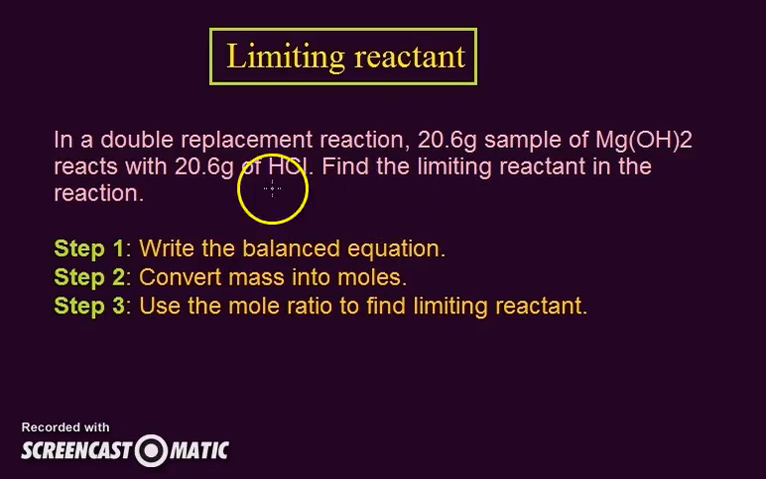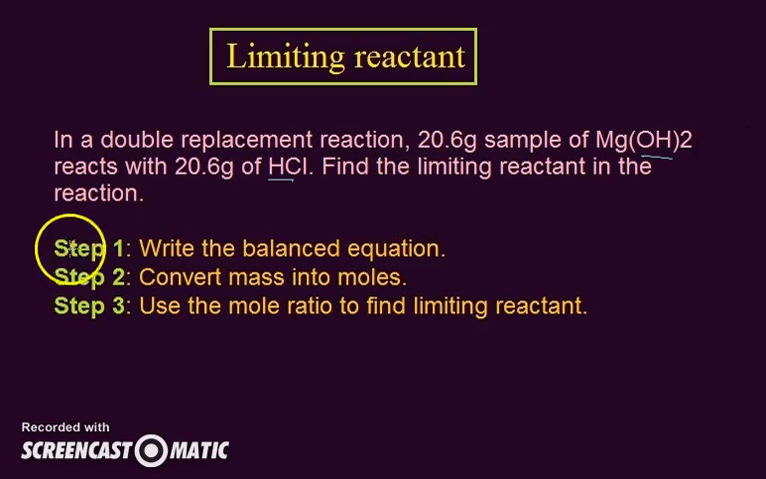In this session, I will discuss how to find the limiting reactant in a chemical reaction. I have given one practice problem over here, and the problem states that in a double replacement reaction, a 20.6 gram sample of magnesium hydroxide reacts with 20.6 gram of hydrochloric acid. The question asks to find the limiting reactant in the reaction.